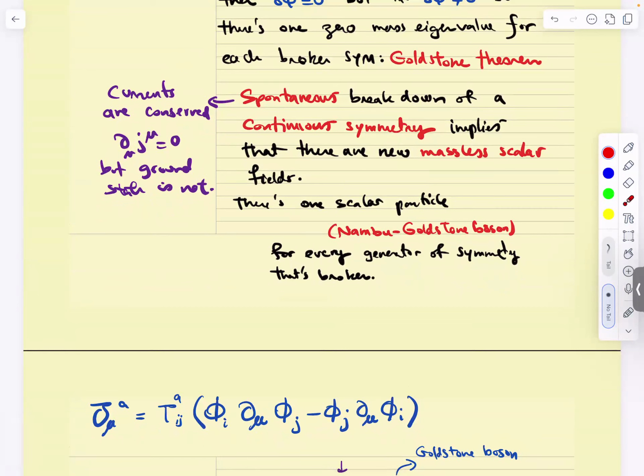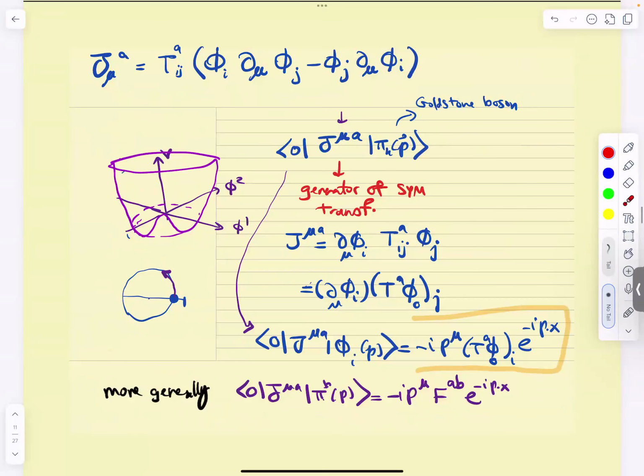Now, what we learned, and we discussed this before, is that spontaneous breakdown of a continuous symmetry implies that there are new massless scalar fields. There is a conservation of current, which holds as an operator equation, right? However, what's happening? The ground state is not invariant under a transformation, right? So we have a Nambu-Goldstone boson for every generator of the symmetry that's broken. Now, did we go over this part as well? I don't think we did.